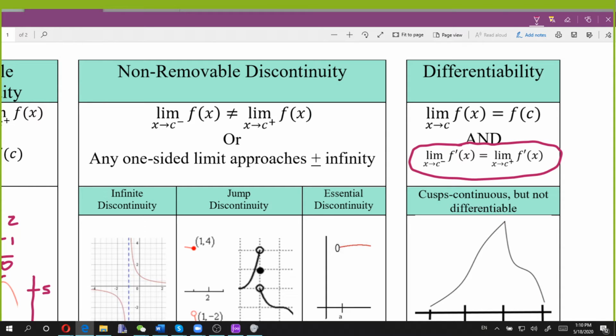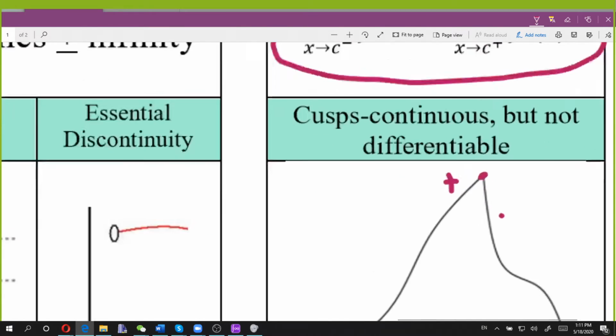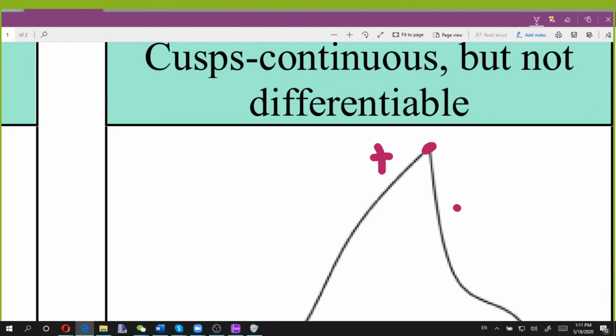So although this is continuous, my limit from the left is the same as my limit from the right, and when I plug it in, that point does exist. If I look at the slopes, my limit from the left would give me a positive slope here. If I get really close to this point on the left-hand side, my slope is positive because our function's still going up. But on the right-hand side, my slope is negative, the function is going down. Because my limit from the left is not approaching the same slope as my limit from the right, this is not differentiable.